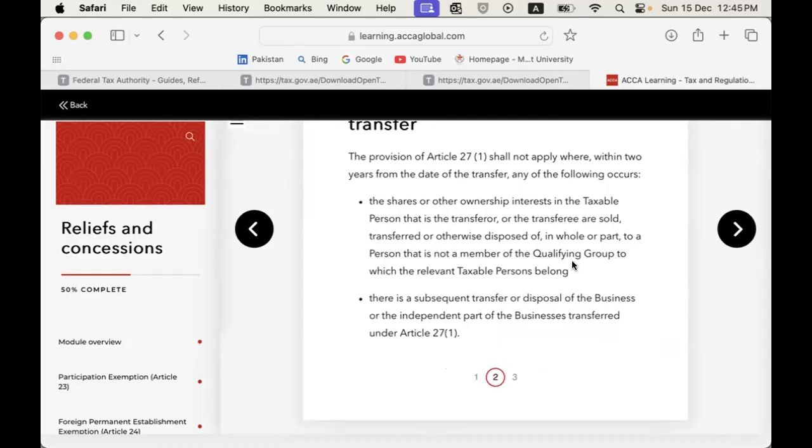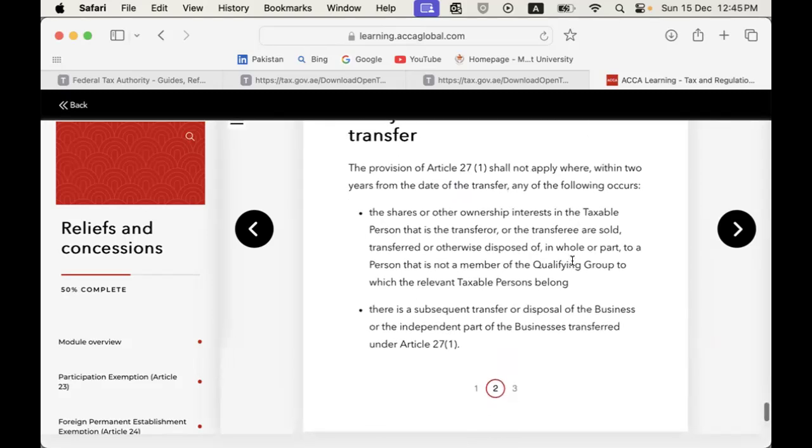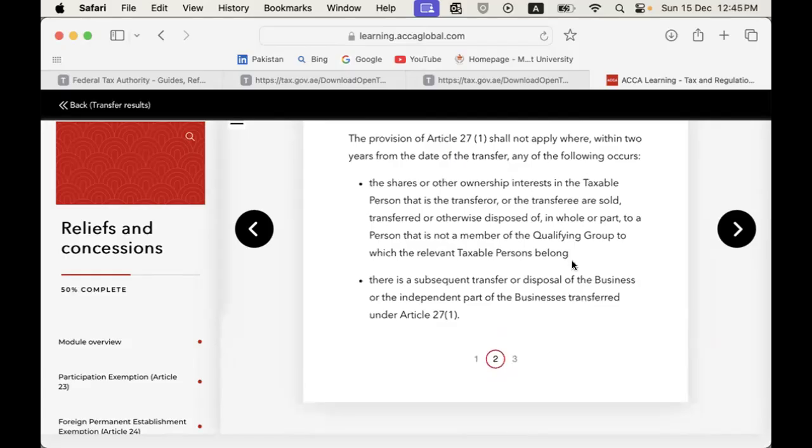So if you further dispose of the shares outside the qualifying group, then this business restructuring relief shall be, what do you call that word? Clawed back. This relief will no longer be applicable and it will be clawed back. Any tax implication will come into play.